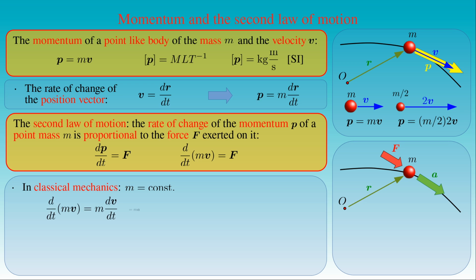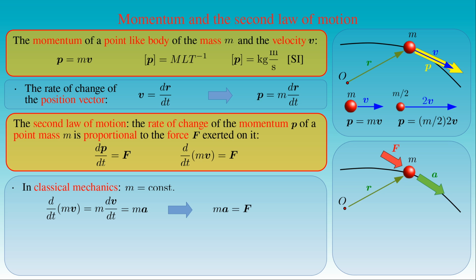Since the acceleration a of a body is defined by the derivative of its velocity v with respect to time, the second law states that the mass m of the point-like body times its acceleration a is equal to the force F acting on the point mass. This is the original form of the law in which we presented it in the lecture, and now we have two equivalent forms for the second law of motion.